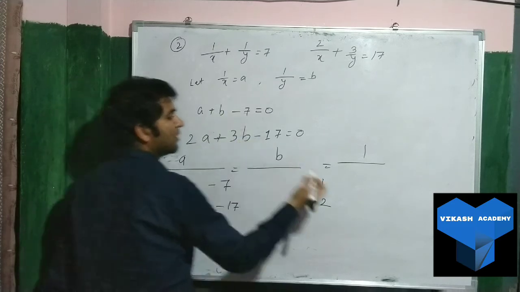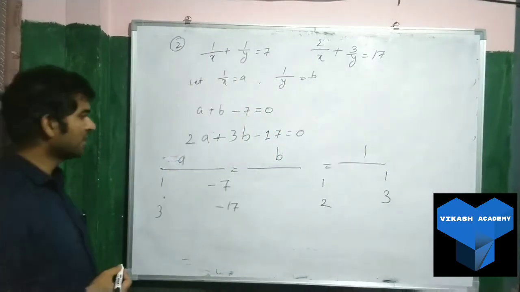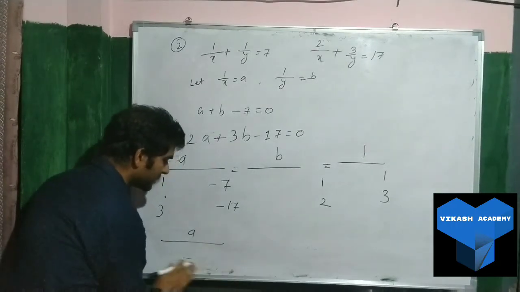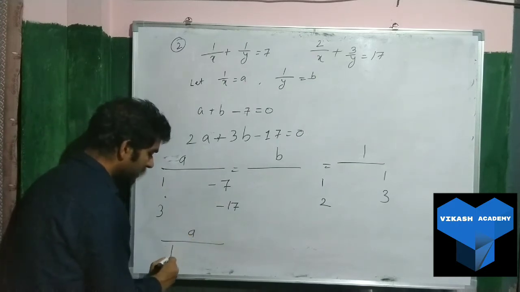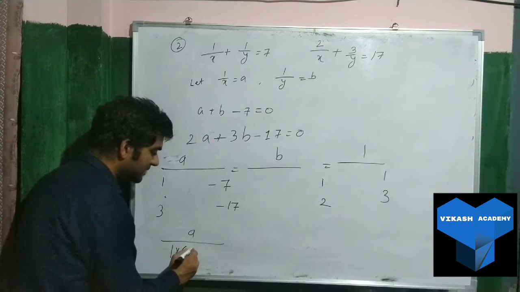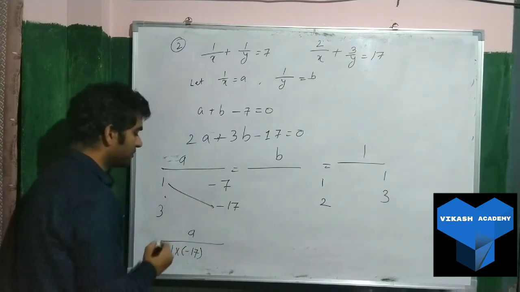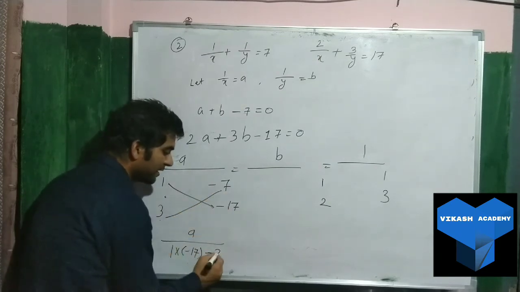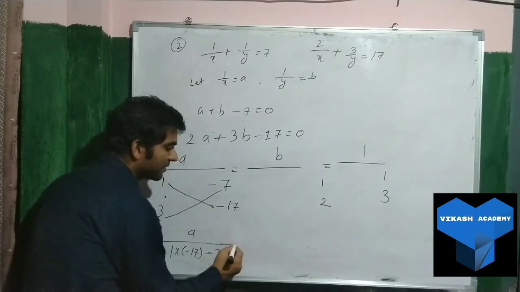Nothing is here, 1 by 1 and 3. Now cross multiply it. So cross multiply, you will get here A by, what you will get? 1 into minus 17, let us write 1 into minus 17. Then when you go this way, you will first put the minus, then 3 into minus 7, write down minus 7.